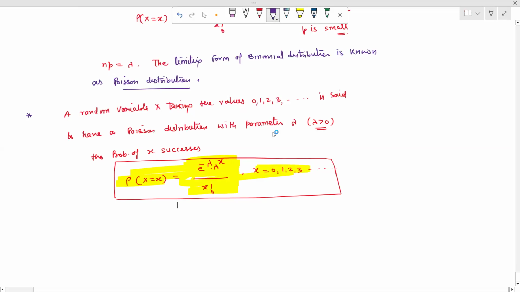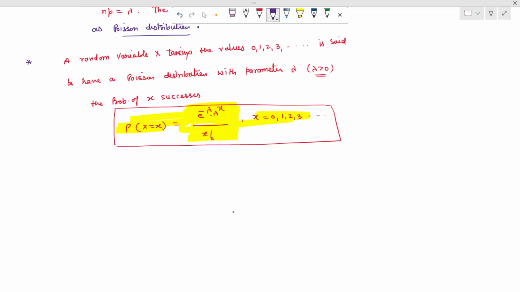Now we know that the sum of all the probabilities, the sum over x equal to 0 to infinity of p of x, is always equal to 1. So how to prove that? We can prove it by using the probability mass function of the Poisson distribution: the sum for x equal to 0 to infinity of e raised to the power minus lambda into lambda raised to the power x upon factorial x.